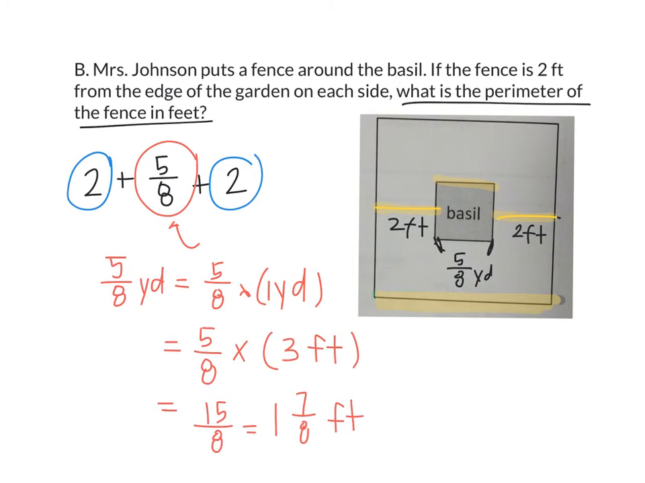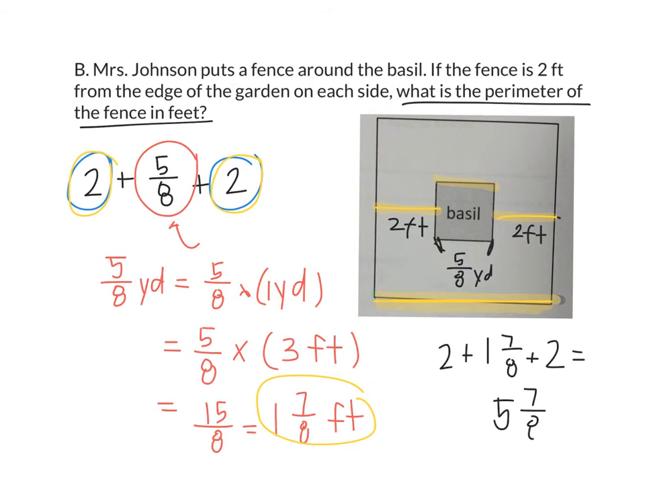So how can I now find this length right here? I can do 2 plus 1 and 7/8 plus 2. Do you agree? 2 plus 1 and 7/8 plus 2, which is 5 and 7/8 feet. Is that my final answer? What is the question asking me to find? So if this from here to here is 5 and 7/8 feet, what is this over here from here to here?